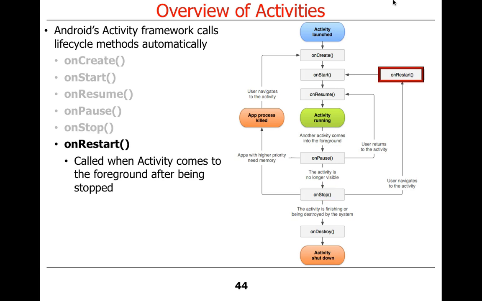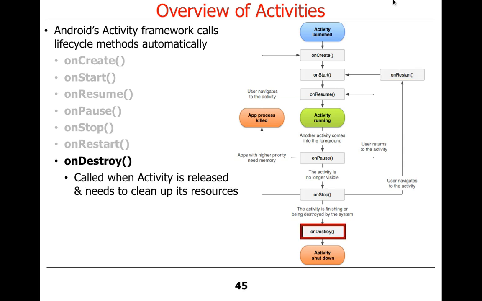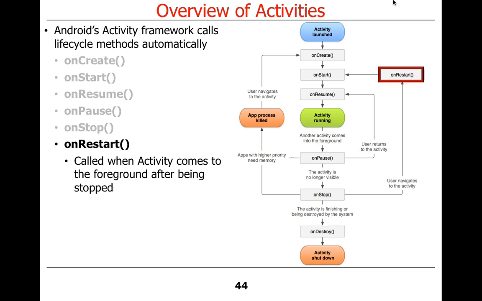onRestart is called when an activity comes back to the foreground after being stopped. The main distinction here is to distinguish between when you're restarted and when you were first created. So onRestart is a hook method, not actually used very frequently, by the way. onRestart is always followed by a call to onStart, but it's a way of doing something, perhaps, if it's important to distinguish between restarting versus the first time in.